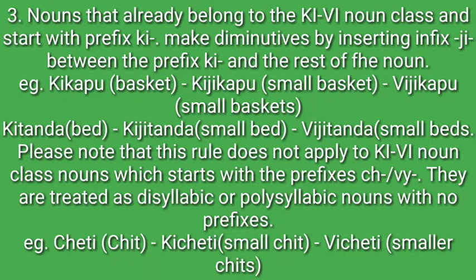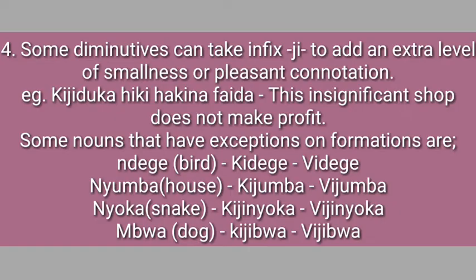So there's no removing anything here. You just add the j. There's no adding ki because it already has ki and it is in the ki-vi noun class. Please note that this rule does not apply to ki-vi noun classes which start with cha and vya. They are treated as the syllabic or polysyllabic nouns prefixes. Read more about that. The fourth one, some diminutives can take infix j to add an extra level of smallness or pleasant connotation. Example, instead of saying kiduka, you say kijiduka.